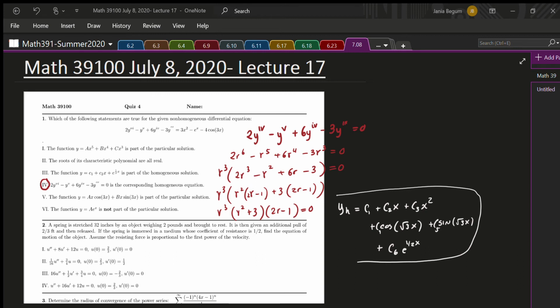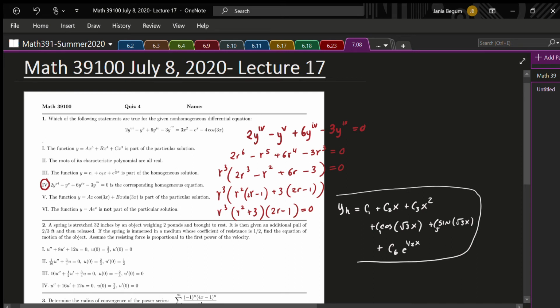Aisha says 1 is true. Yes, 1 is true. Right? 1 is true because this is our YP. You can say one of the particular solution, which is a second degree polynomial. And then to make it different from the homogeneous, you would multiply it by x cubed. And that will make it different from the homogeneous solutions.